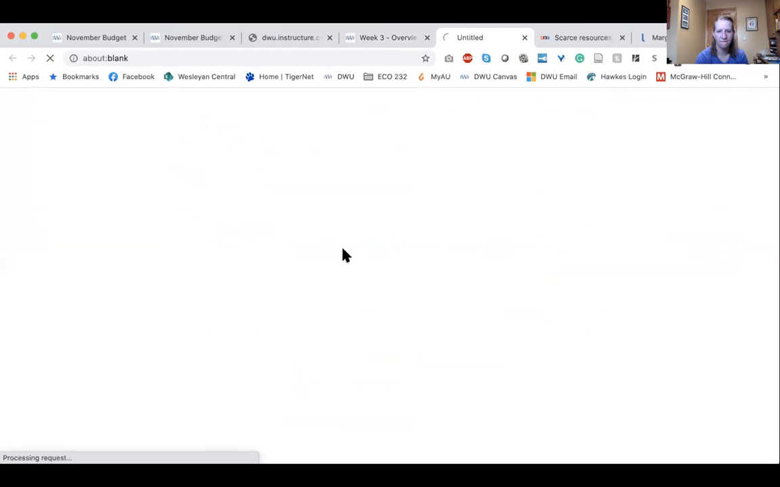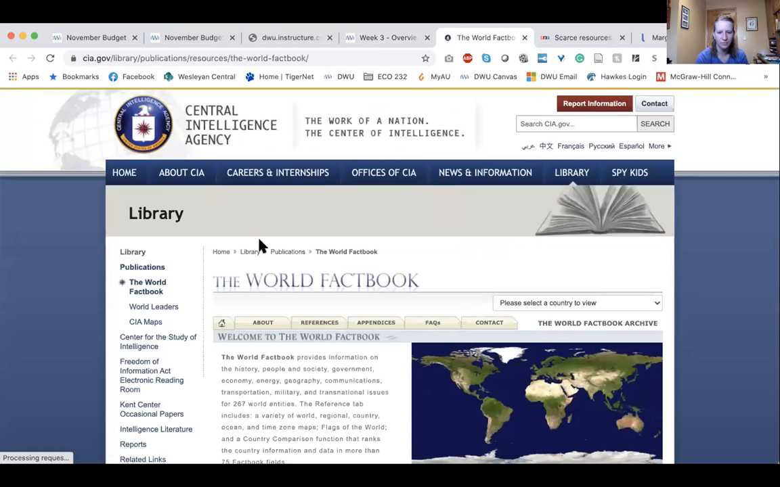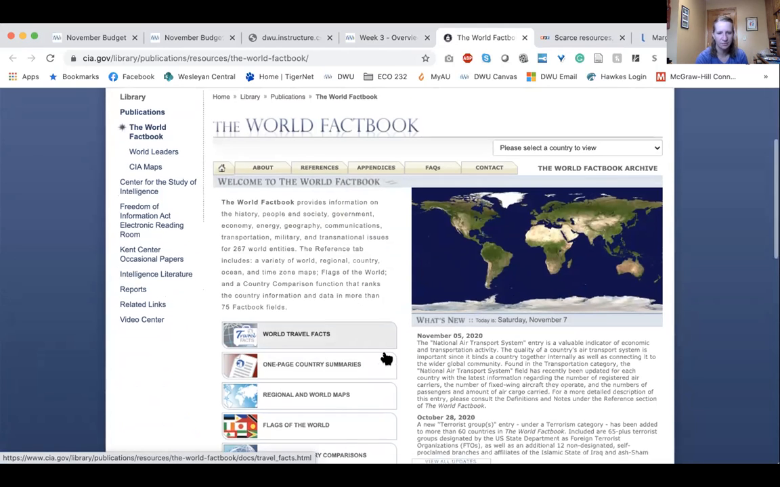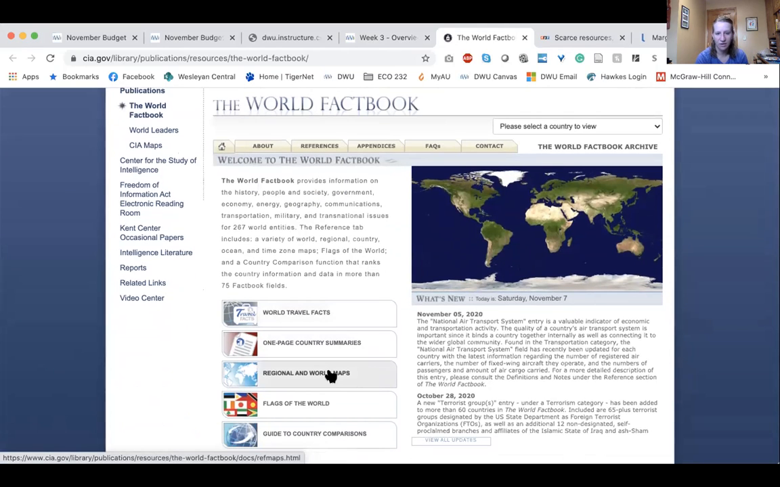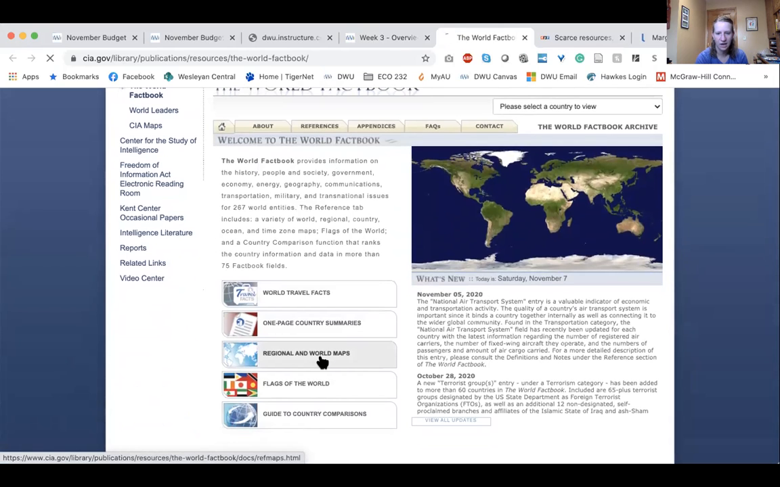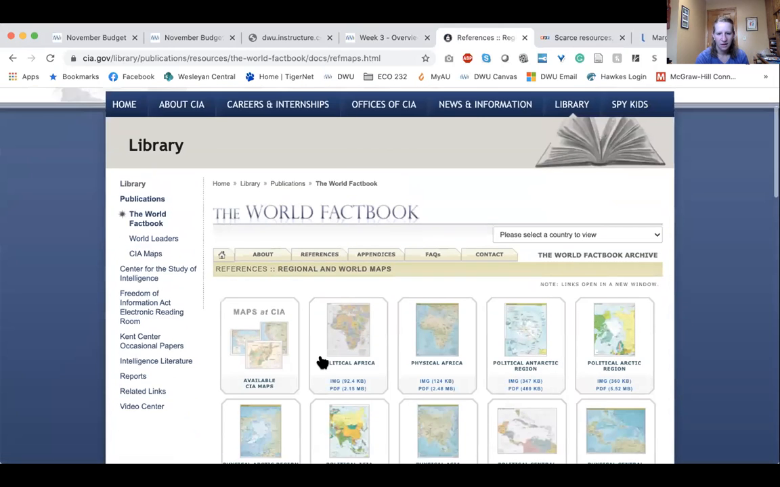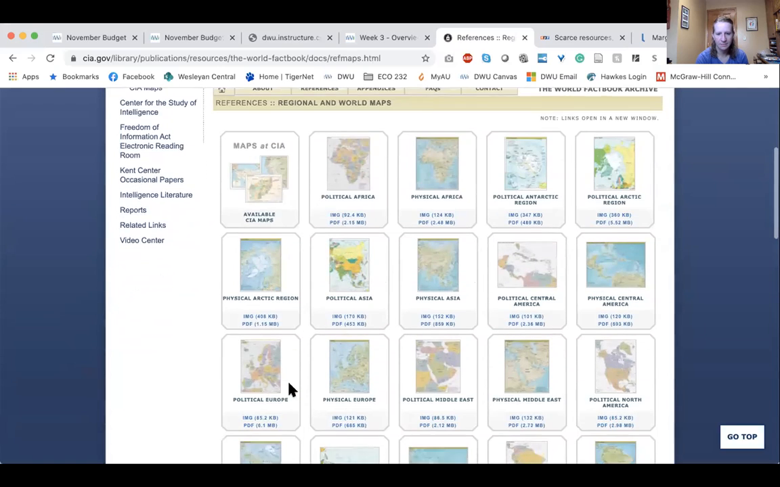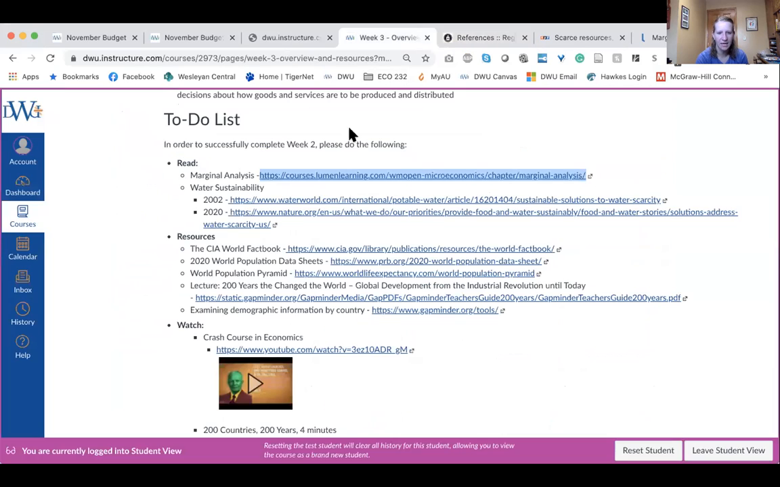You've got the CIA Factbook. It just kind of goes through and gives you information about history, people, society, government, economy, energy, all of those types of things. Travel facts, you've got regional and world maps, which is kind of fun to look at. You can look at physical area, you can look at political, all that type of stuff. So those are pretty fun to look at.